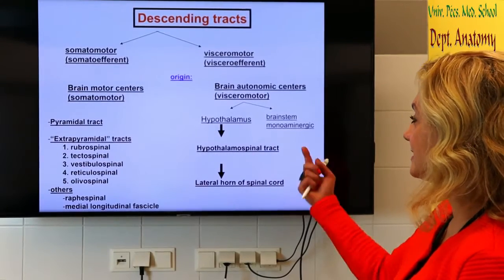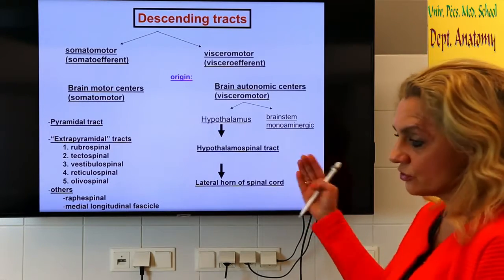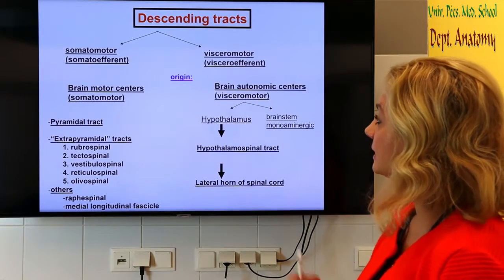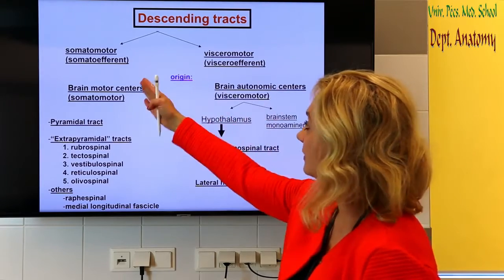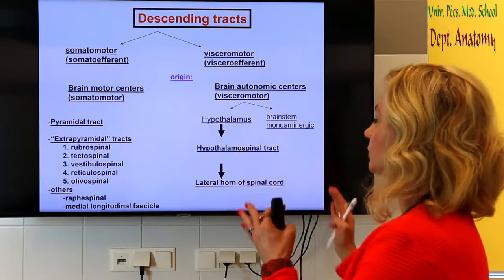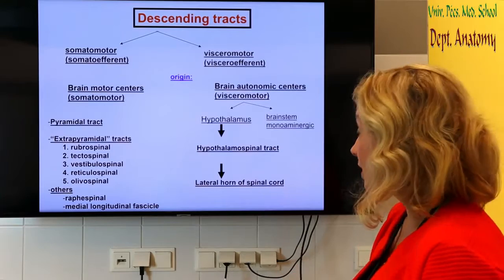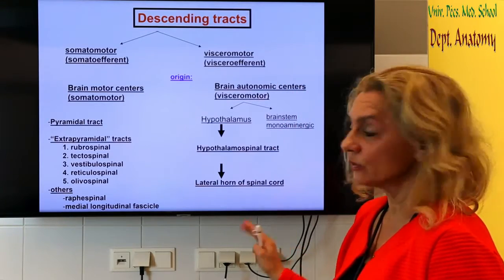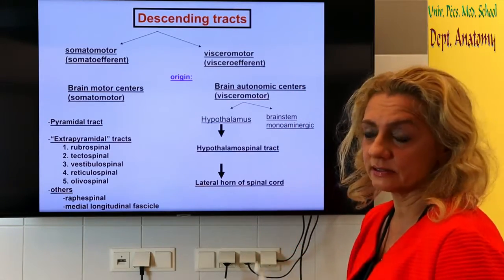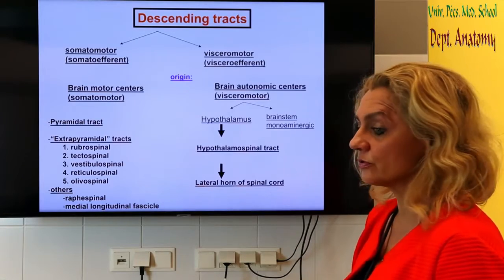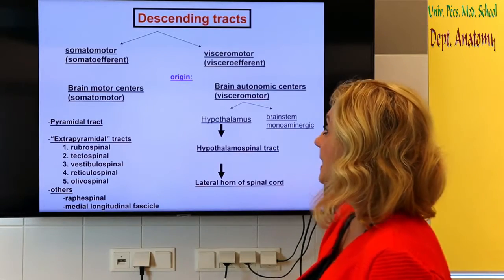Let's continue with the descending tracts. I already showed you this picture as well. Here we repeat that basically there are somatomotor and visceromotor pathways. The visceromotor I'm not going to touch today because this is going to be discussed in detail when you talk about the autonomic nervous system.